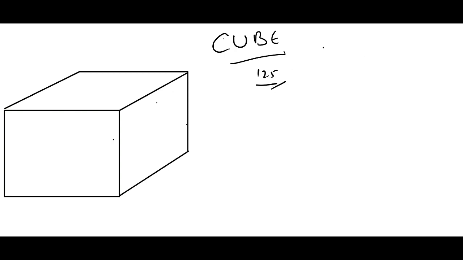To make 125 pieces, we'll have to make 5 cuts in one direction, 5 in the other, and 5 in the third direction. We'll have to make -1, because for 5 pieces we have to make 4 cuts, 4 and 4. So we have to make a total of 12 cuts, 4 in each direction. We'll make the cuts.